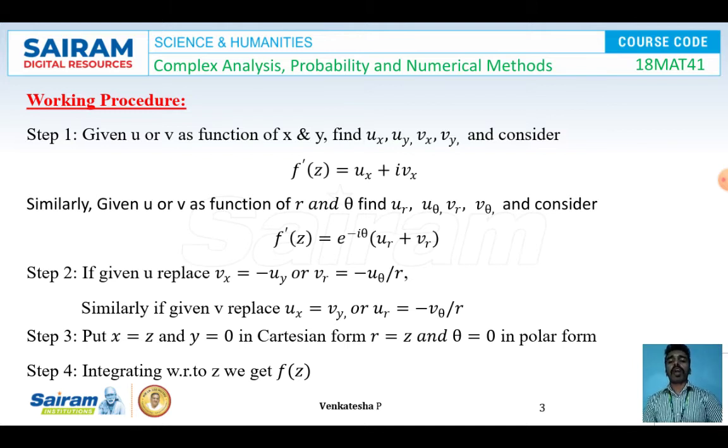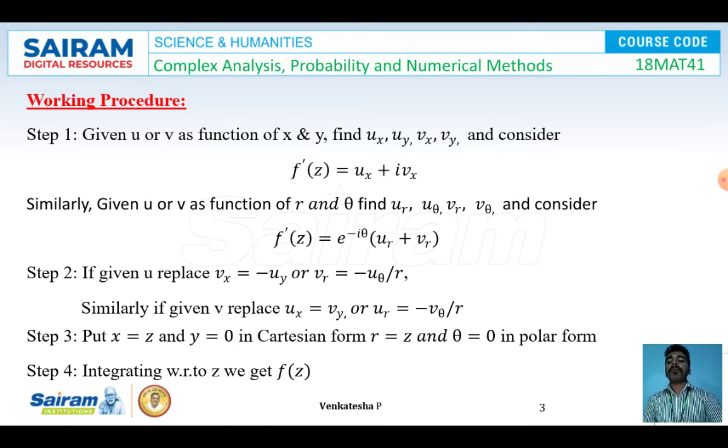form or polar form. So in step 1, suppose the problem has a u function, and that u is a function of x and y. In that case, we are supposed to find the partial derivatives ∂u/∂x, ∂u/∂y. Similarly, if the problem has a v function, and v is a function of x and y, then we are supposed to find vx, vy, then consider f'(z) = ux + ivx.